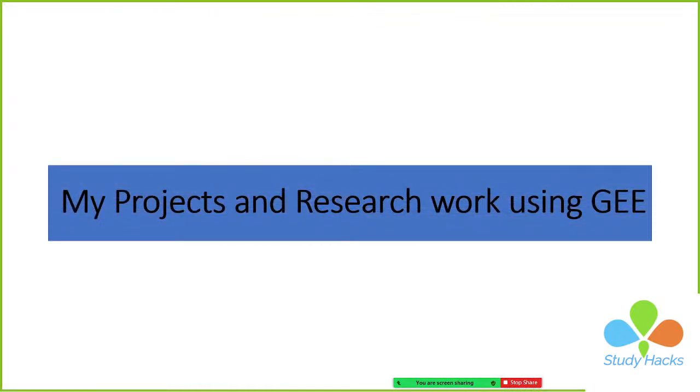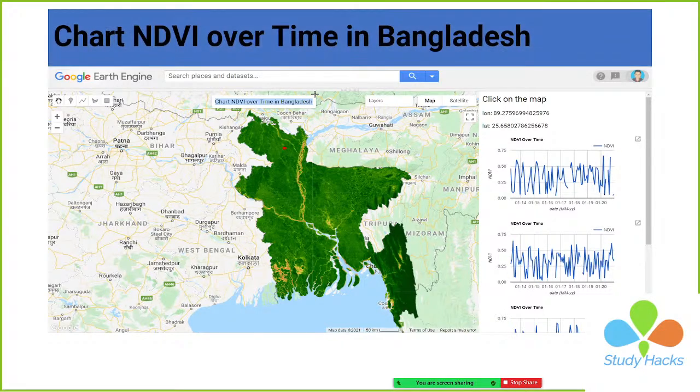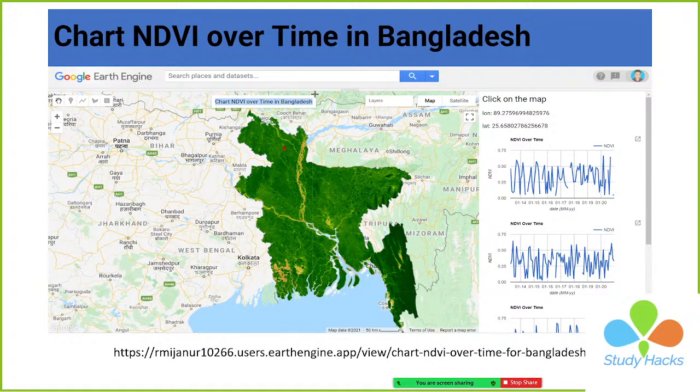So I share my project work with you. I also share some research and project work which I did with the Google Earth Engine platform. First of all, you can see this chart of NDVI over a period of time. We can easily get the NDVI chart for any specific location when we click on this map. And this is the web application link. Anyone can access the link and get the data on the condition of the NDVI, or normalized difference vegetation index.